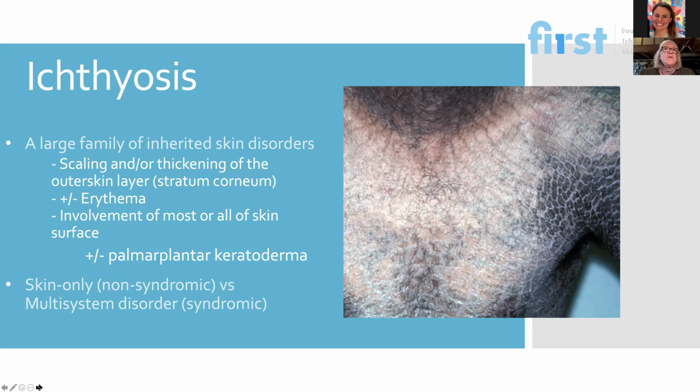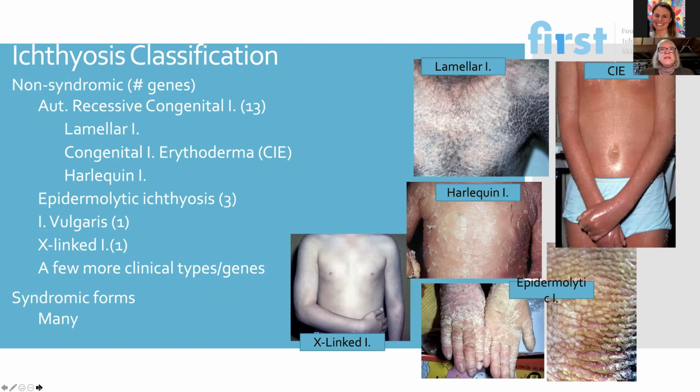Some of these genetic traits only affect the skin. These are referred to as non-syndromic forms, while those that affect other parts of the body in addition to the skin, these multi-system disorders, are referred to as syndromic. There are four major clinical types of non-syndromic ichthyosis.